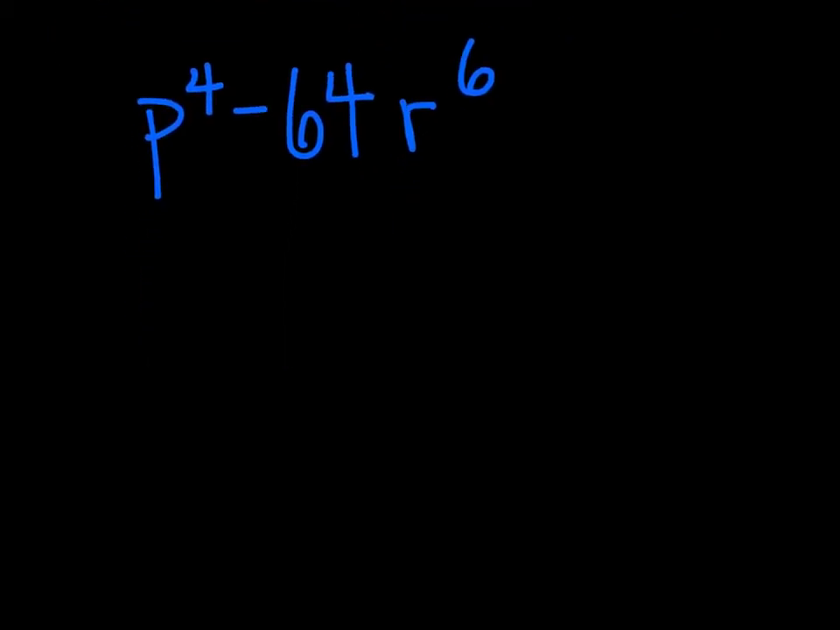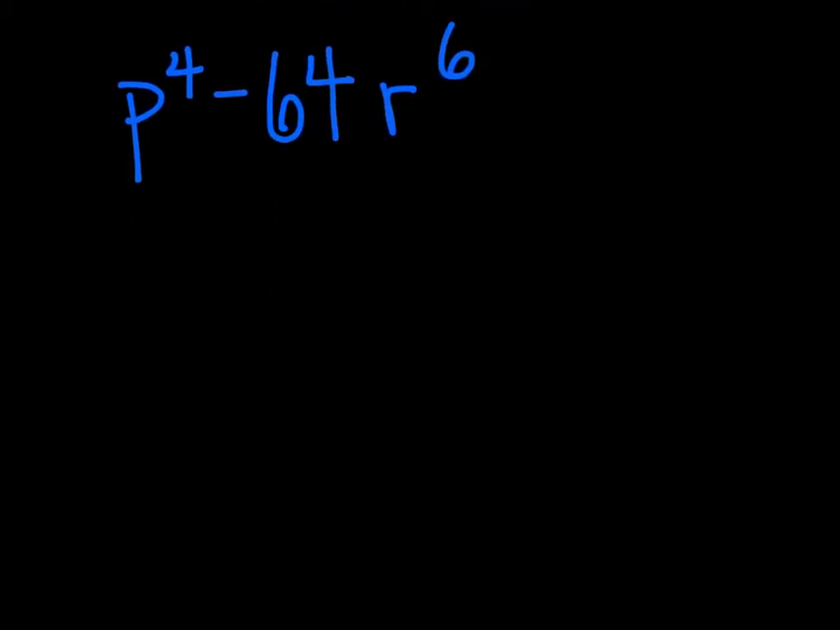Here we go, here's our problem. We have p to the 4th minus 64r to the 6th. Now I know you're looking at this and thinking, how is p to the 4th potentially a squared number, and how is r to the 6th for sure a squared number? Because we know 6 isn't a squared number. Well, one thing we need to pay attention to is these are exponents. Exponents can break down sometimes in really interesting ways.